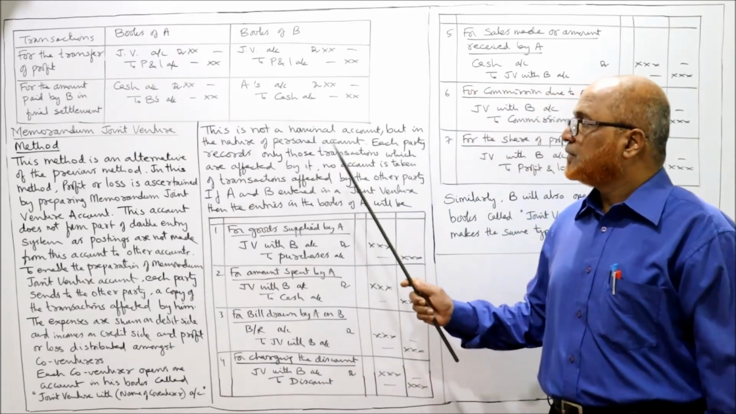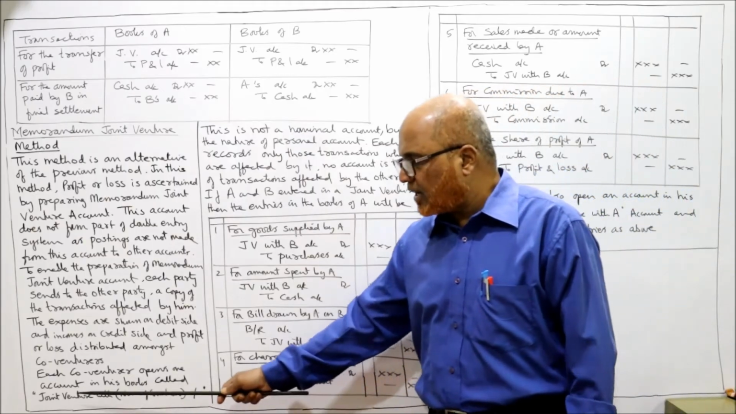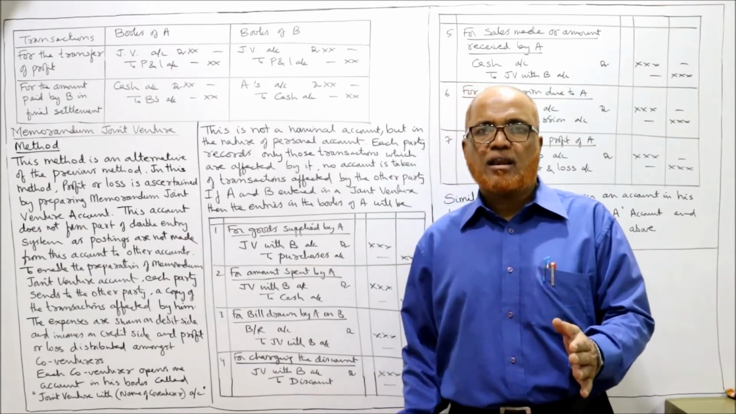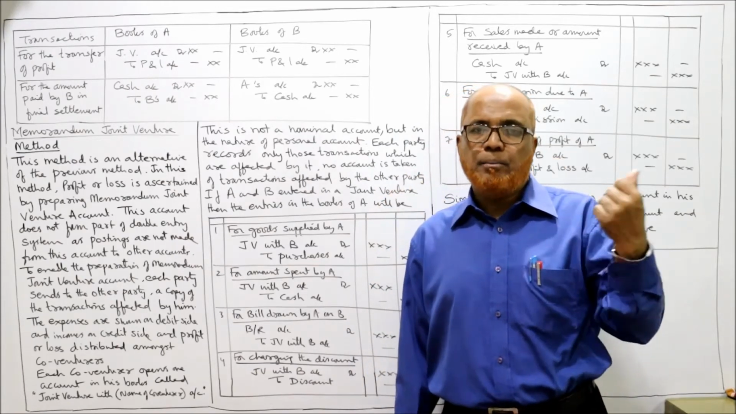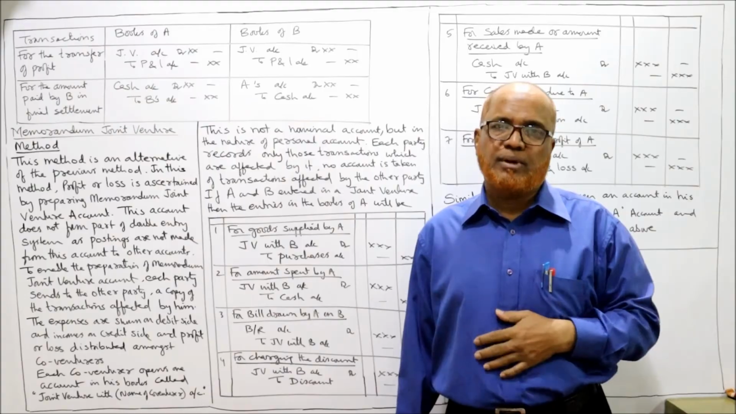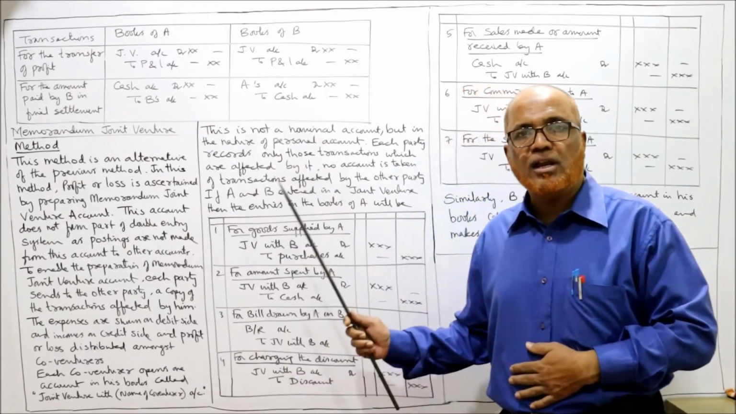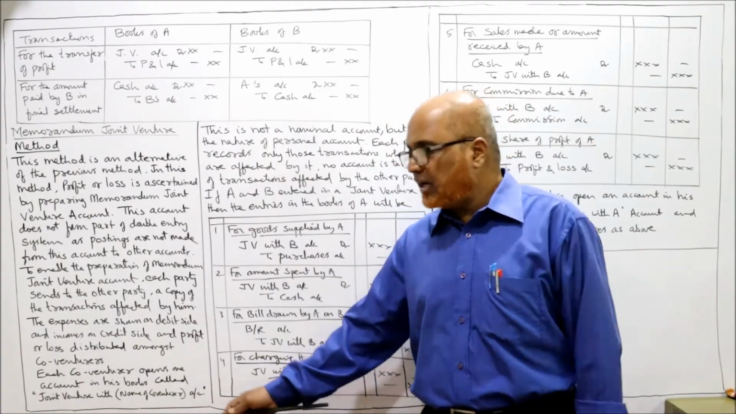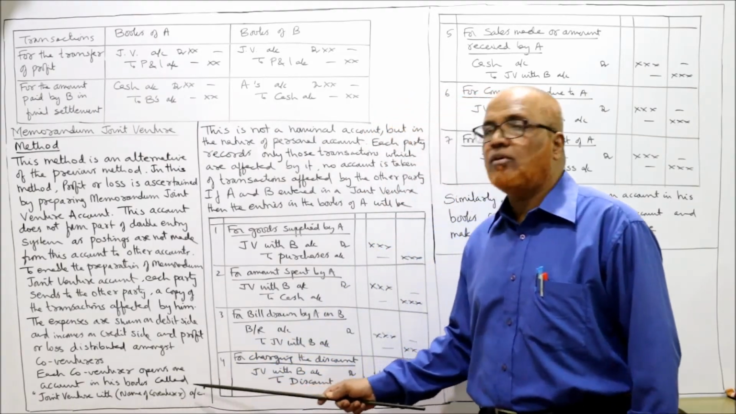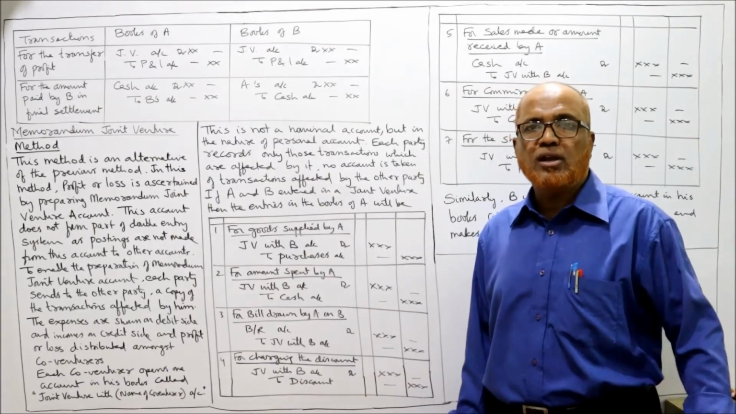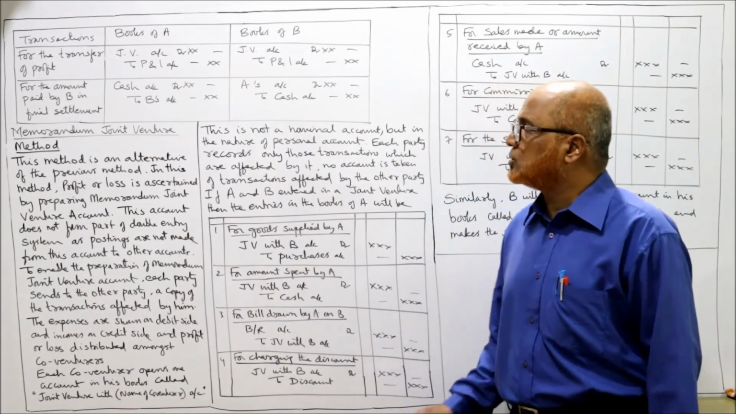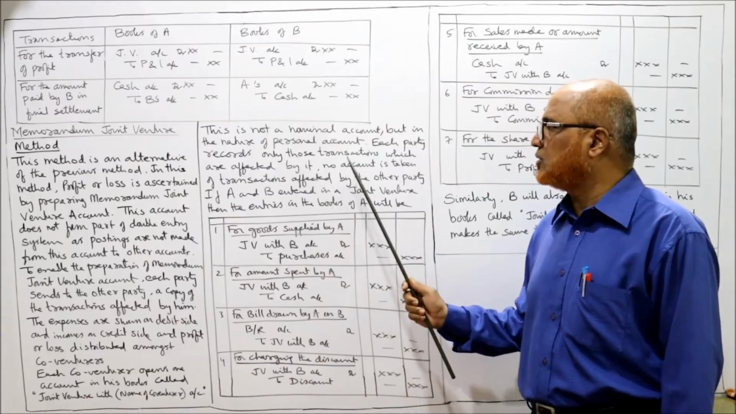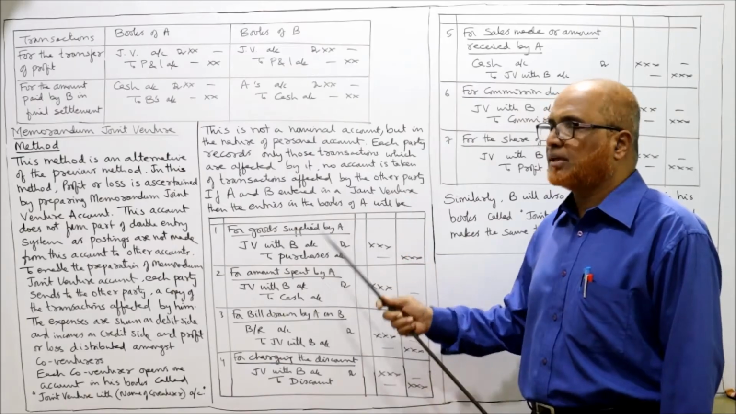Right? Now, this is not a nominal account. The accounts now created are joint venture with A account and joint venture with B account. What is A doing? A is making joint venture with B account. What is B doing? B is making joint venture with A account. Now what are the journal entries? This is not a nominal account. The joint venture account normally is a nominal account, but here it is joint venture with the name of the co-venturer. So it is not a nominal account. It's a personal account. Each party records only those transactions which are affected by it. No account is taken for transaction affected by the other party.